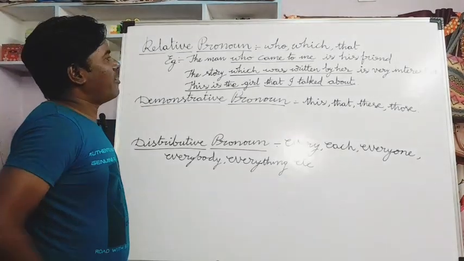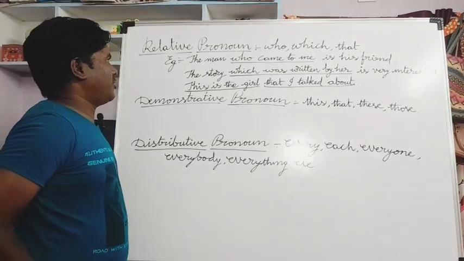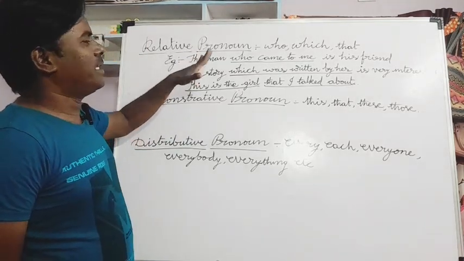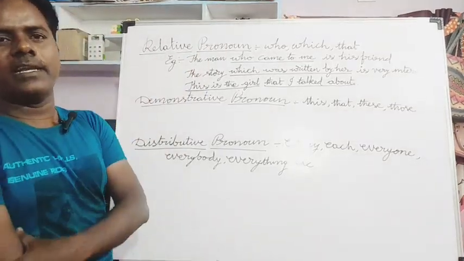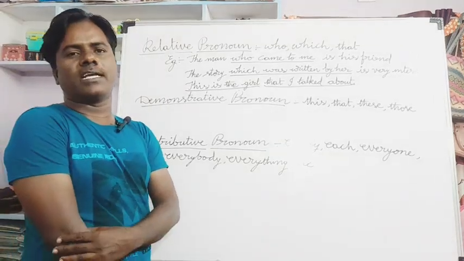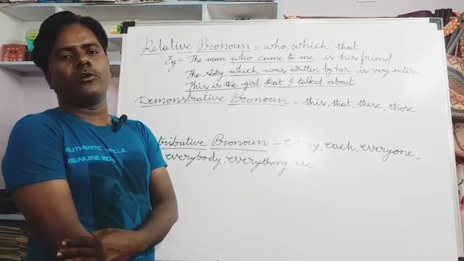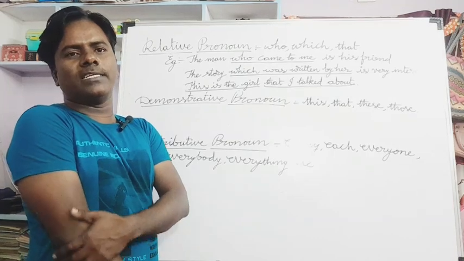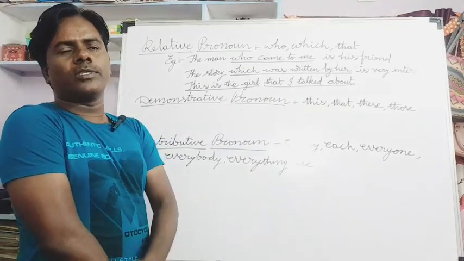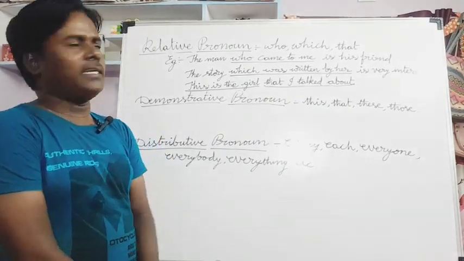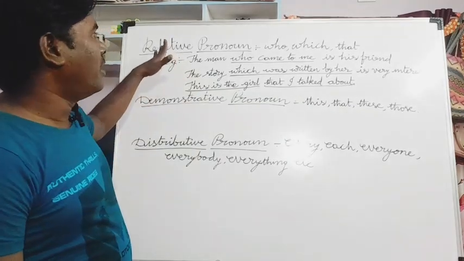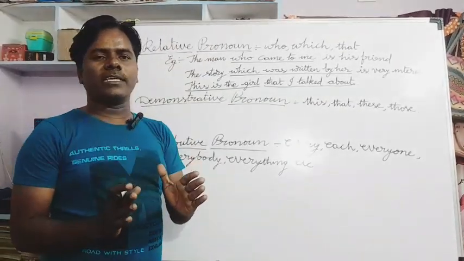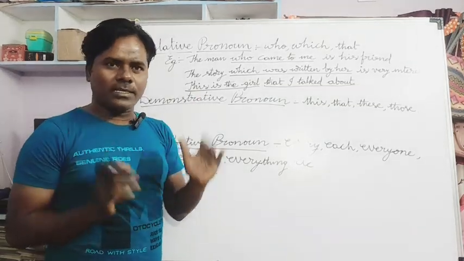So every time you have to remember: a relative pronoun is used as a conjunction. You already know the meaning of a conjunction. Usually a conjunction is used to combine two sentences or two words, right? Like that, here also a relative pronoun is used to combine two sentences or two clauses.